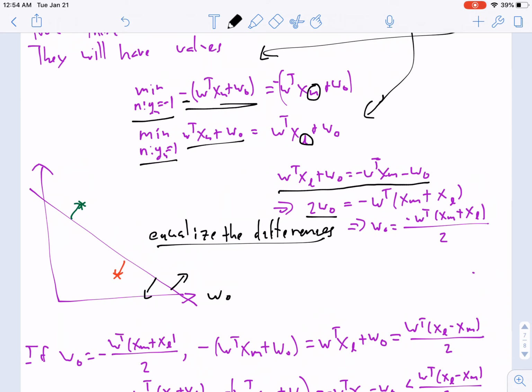naught. So we'll add W naught to both sides, subtract W transpose XL from both sides, and then we'll end up dividing everything by 2, and that gives us a clean solution for W naught. So I claim that this is the W naught that we should pick.